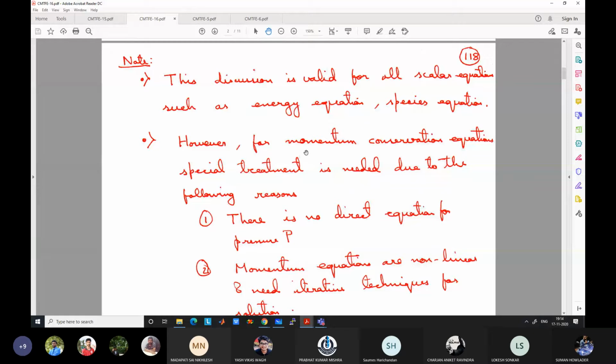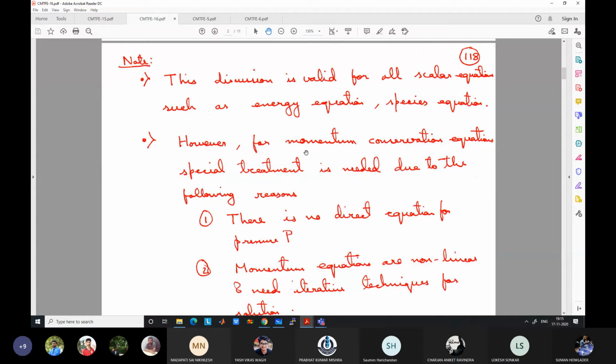And the second thing is that momentum equations are also non-linear in nature, because you have terms like rho u, rho vu, and d dx of rho u present. So the coefficient itself is non-linear; the coefficient depends on the variable itself, or is a function of the variable. So the terms become non-linear, and you need iterative techniques for solving.